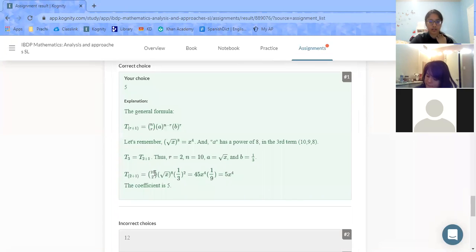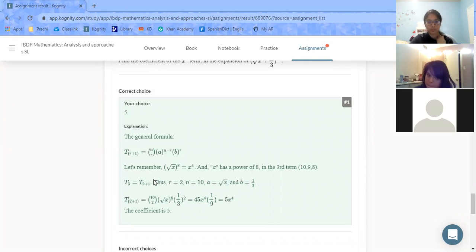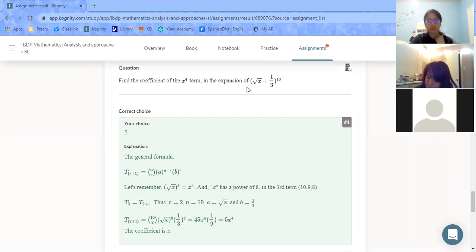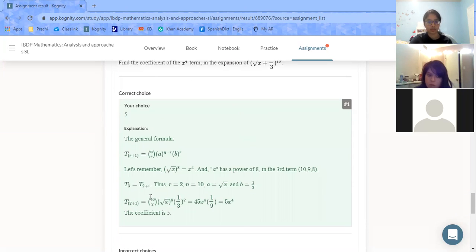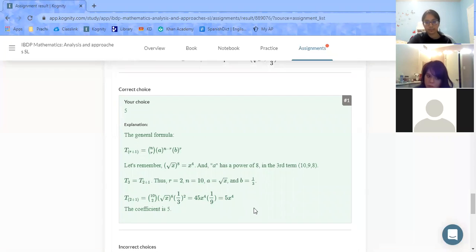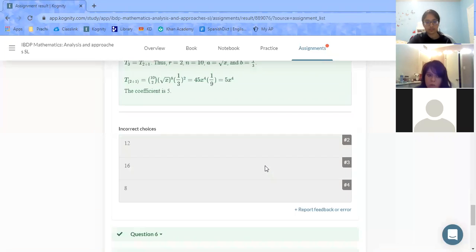So then you would do 10 choose 2. It would be the third term actually, because the first one is 10, then 9, then 8, right? So you would have 10 choose 2 times square root of x to the power of 8, which is x to the power of 4, and then 1/3 to the power of 2. And then you would just simplify all of that out, and then you get 5 as the coefficient. Does that make sense?